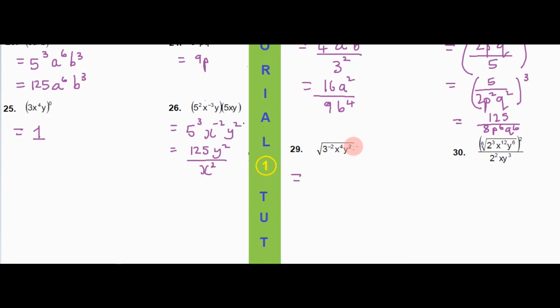We can divide all the powers under the square root by 2. So it's 3 to the negative 1, x squared y, and we can move the 3 to the negative 1 into the denominator as 3 to the positive 1, which is 3.